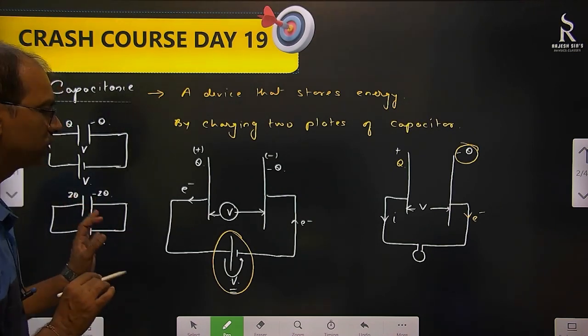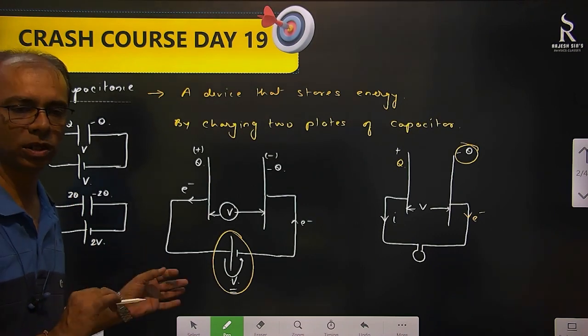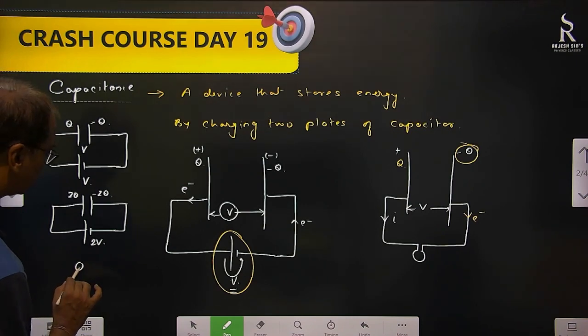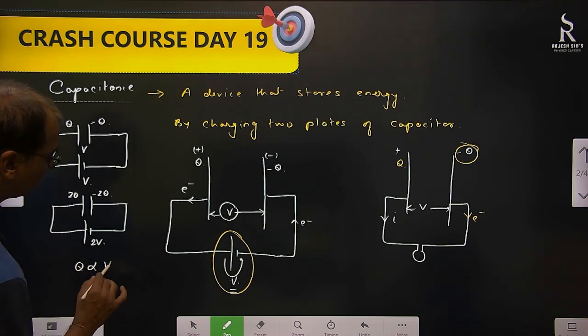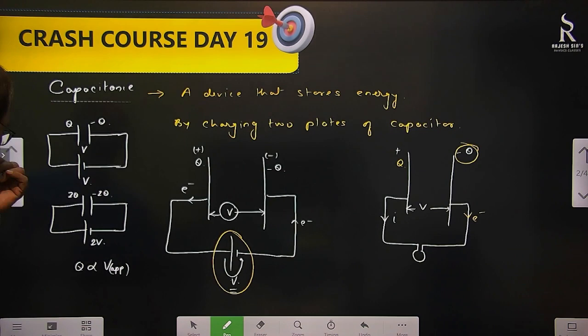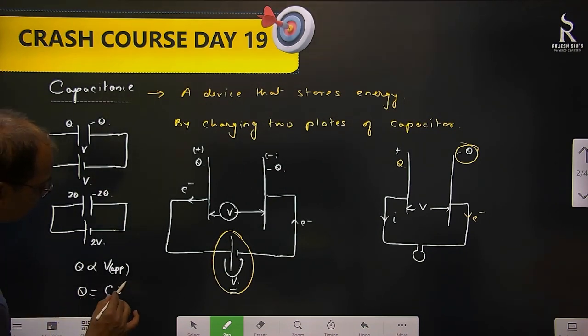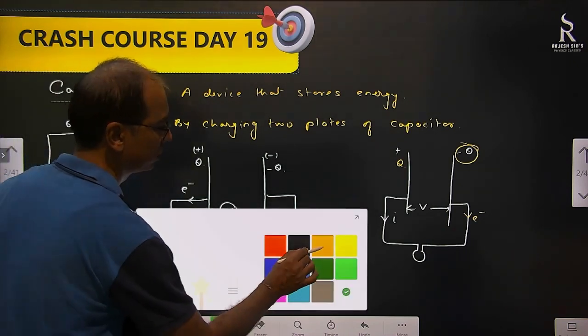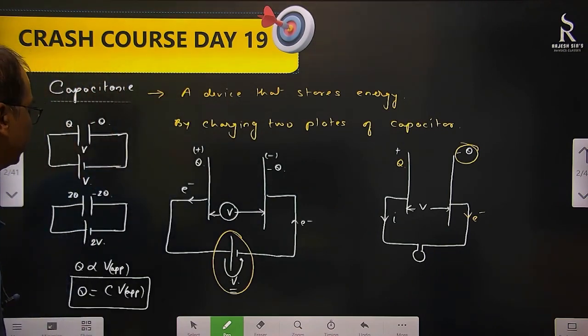So can we say that the charge on the capacitor is directly proportional to the potential difference that we applied across it? Yes. Charge on a capacitor is directly proportional to the potential difference of the battery, or the potential difference applied. Okay, now remove the proportionality. So we remove the proportionality and bring in one constant, which is C, and this constant C we are calling capacitance.